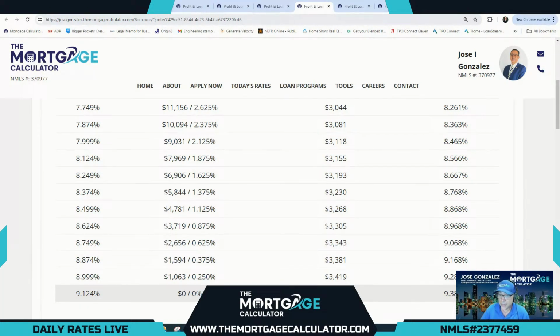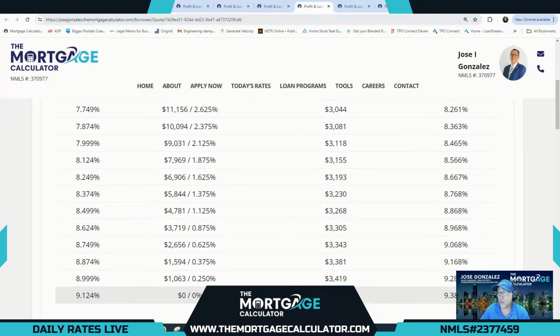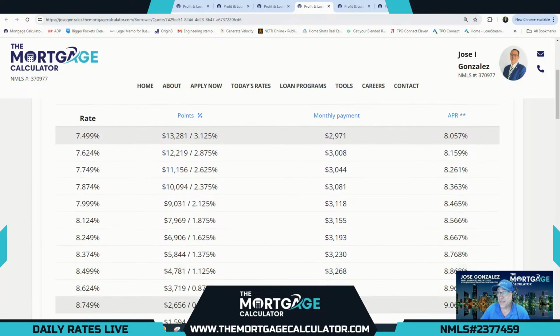9.124 is the lowest cost option at par, and you can buy that down to, oops, I was missing a couple of columns there. 7.499. Now you do know that in the investment loans, the borrower can pay more fees, because we can go up to 5% instead of 3%.